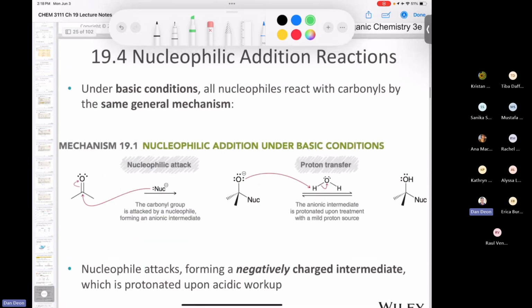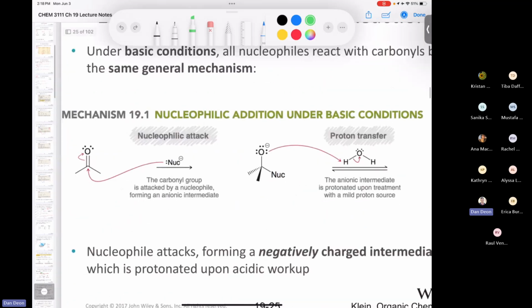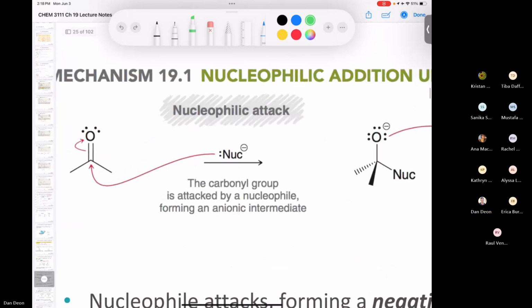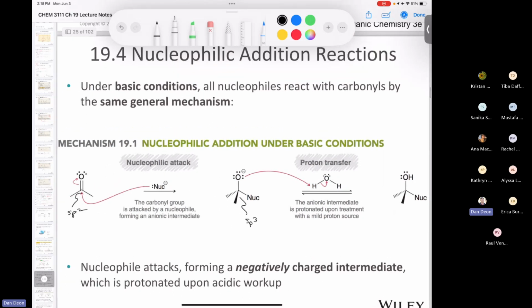So under basic conditions, however, can you have a nucleophile react with a carbonyl under basic conditions? Sure. It reacts under the same generic mechanism, okay? Your nucleophile attacks your carbonyl. You break the pi bond between the carbon and the oxygen. Then you form something that is tetrahedral. So you start with an sp2 hybridized carbon. Then you have an sp3 hybridized carbon. Then you do a proton transfer and you end up with your alcohol.